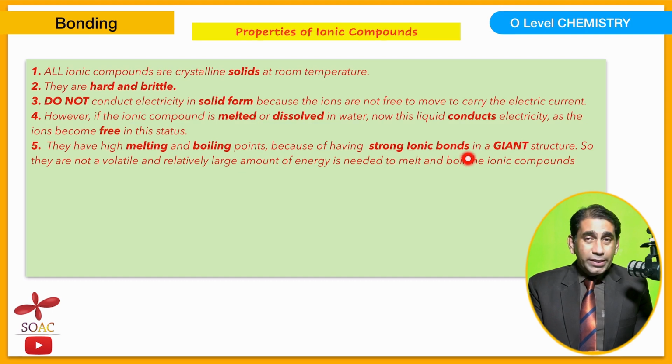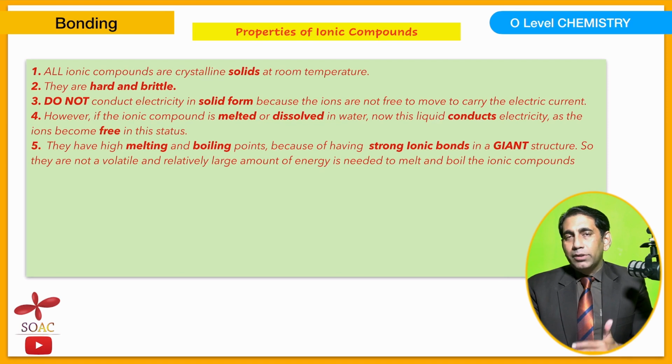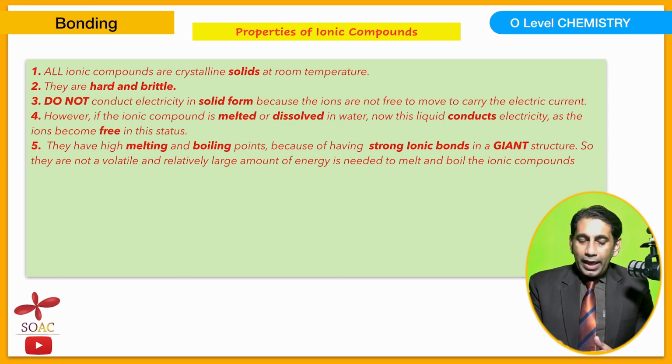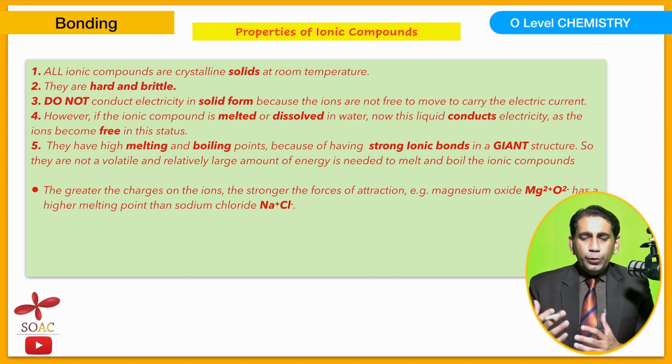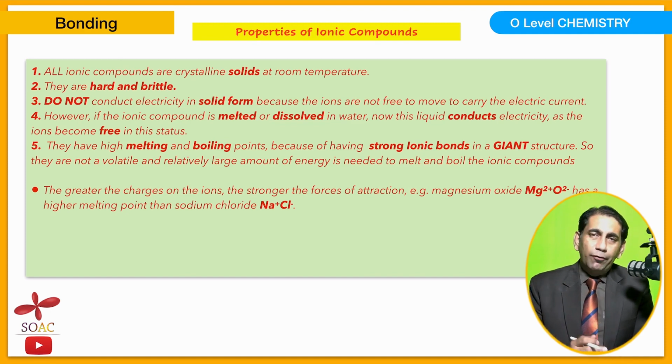Why do they show high melting and boiling points? Basically, they host strong ionic bonds, number one. Number two, these bonds are in very high numbers. They are present in a giant lattice structure. So that is why ionic compounds always have high melting and high boiling points. However, there is a difference between the melting and boiling points of different ionic compounds. All ionic compounds do not have the same value of melting and boiling point.